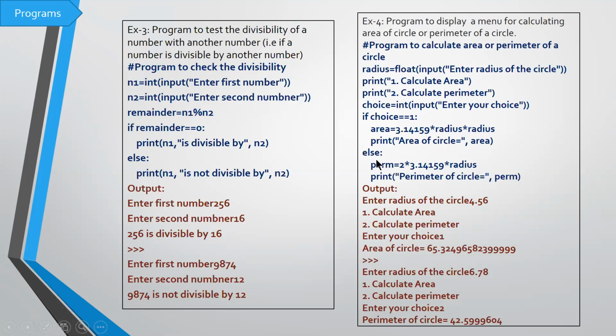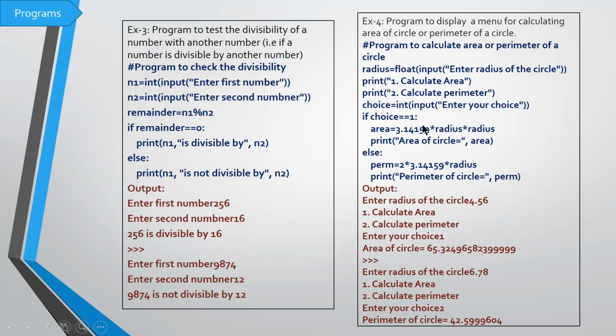Else, if the choice is not 1, then automatically what is the other option? The other option is perimeter. Either you can go for another if, or since we have discussed only if else, I'm just going with the else part only. In the else part, if the user didn't press 1, I assume that they wanted to calculate the perimeter. So I'll be calculating the perimeter, 2 star pi star r.